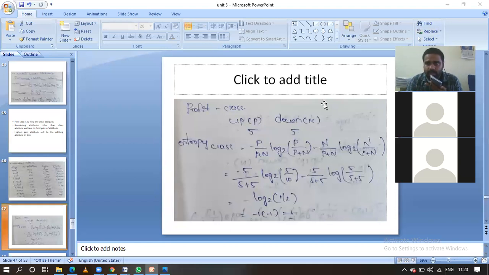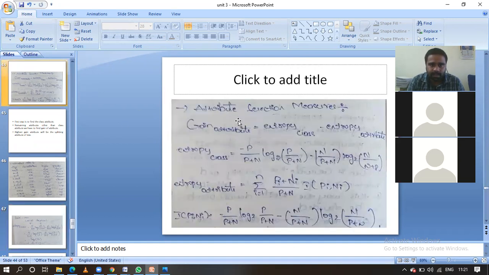Very good, someone responded. Very good, guys. The value is -1. That is -1 into -1, and the value we got for entropy of class, that is entropy of profit, is 1. Likewise we have to calculate for the remaining things also, guys. Till now only one part is completed. This is the part, the entropy of class we have calculated.